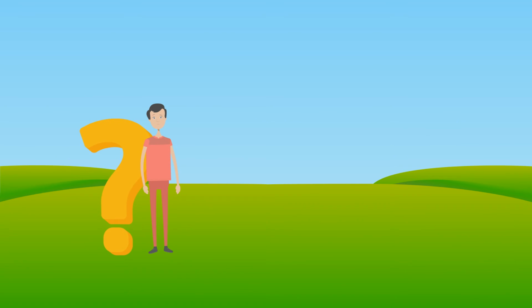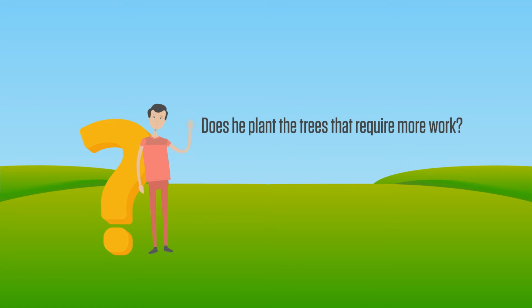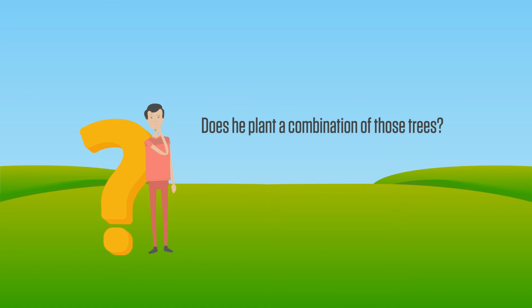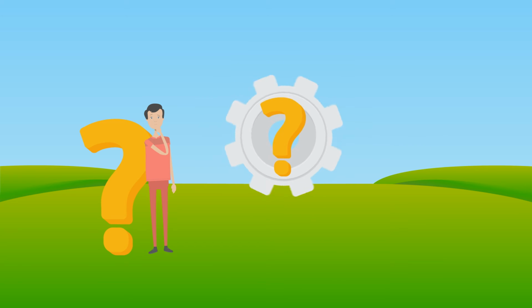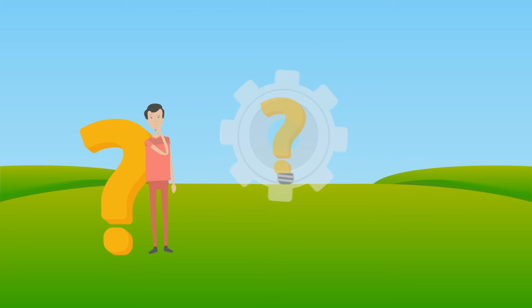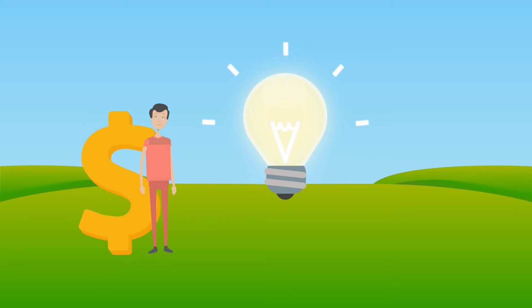Steve has a problem. He has to figure out the best solution for his land. Does he plant the trees that require more work, or the trees that don't require any work? Or does he plant a combination of those trees? And how many of each tree? Does he plant them in rows or scatter them across the fields randomly? This is an optimization problem. Steve's optimal solution will result in the largest profit for the right amount of work. But how does he figure that out?